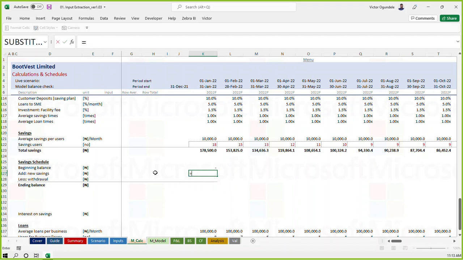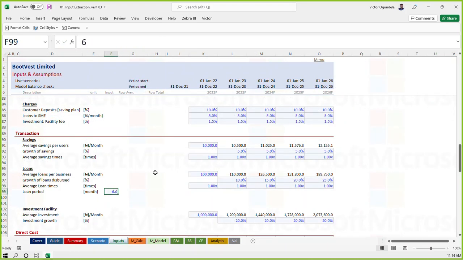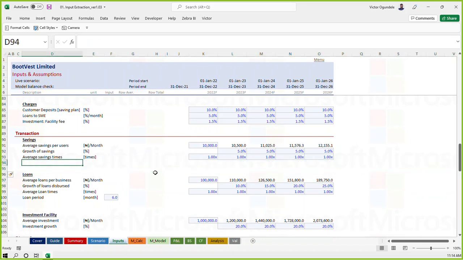So new savings, we are saying this will be the new savings that will be coming in every period. Am I correct? Right, so the ending balance is equal to new loan plus new savings minus withdrawal. Remember, we also did not factor withdrawal into our model inputs yet. So let's create that. Let's say percent of withdrawal from savings.